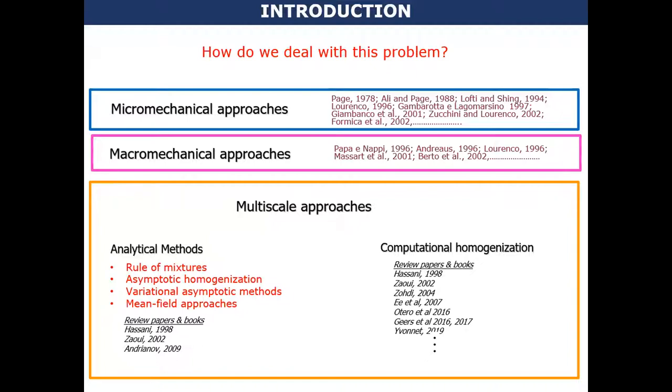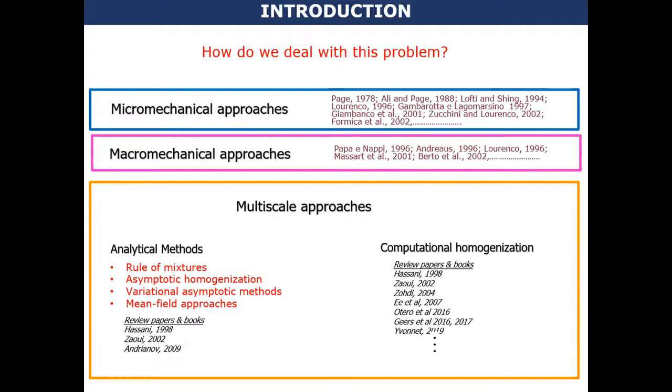So we start from analytical methods that encompass the rule of mixtures. That is maybe the first example of a homogenization approach that dates back to Voigt and Reuss's works.